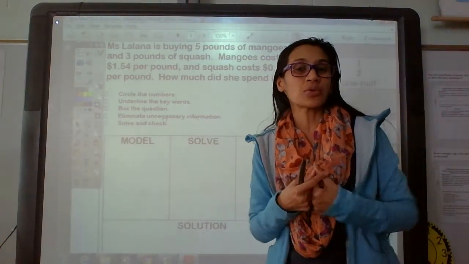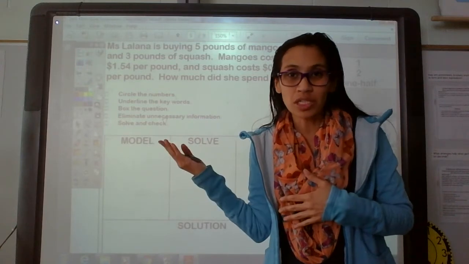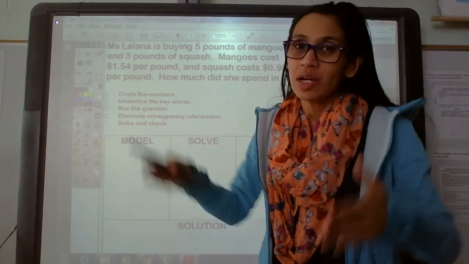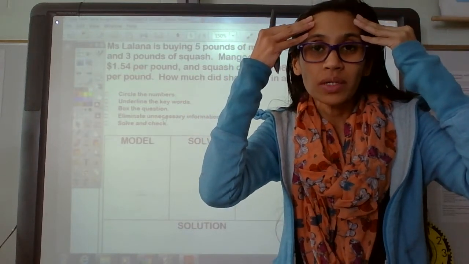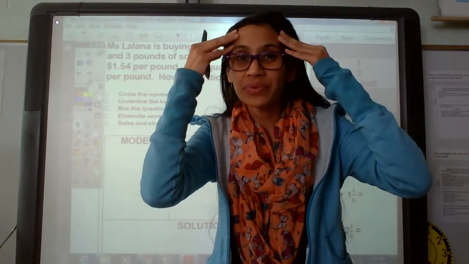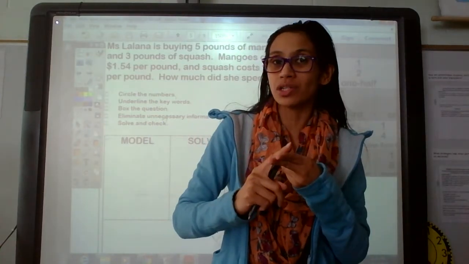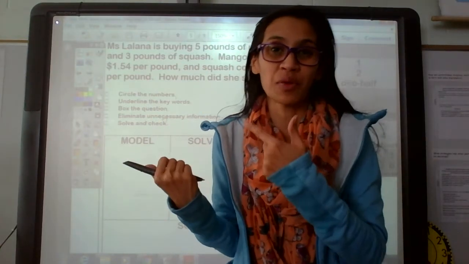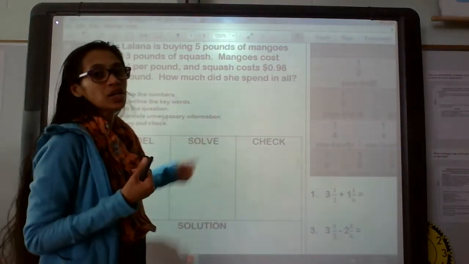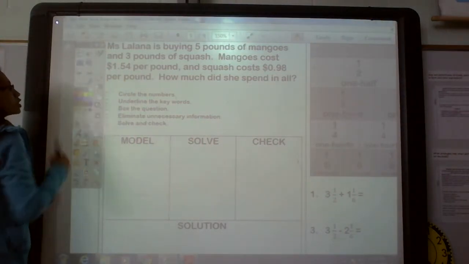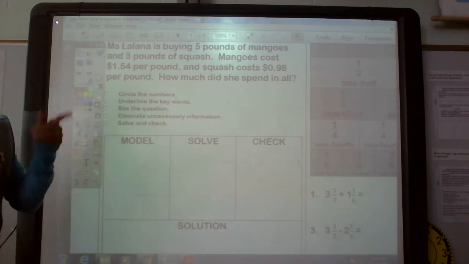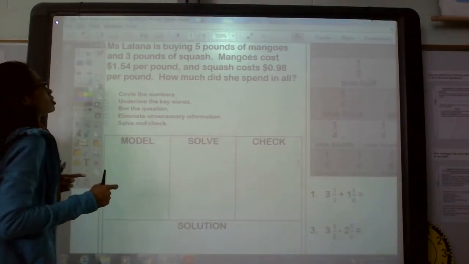So the first thing we need to do, if you need to read the problem again, read it again. Imagine it in your mind. Imagine I'm at the store, shopping, and I'm buying what? Mangoes and squash. Let's go ahead and solve the problem. First thing we do in our cube's clues is the C step, to circle the numbers. Can you help me find the numbers? Go ahead and find those and circle those, and I'll circle the ones I see.